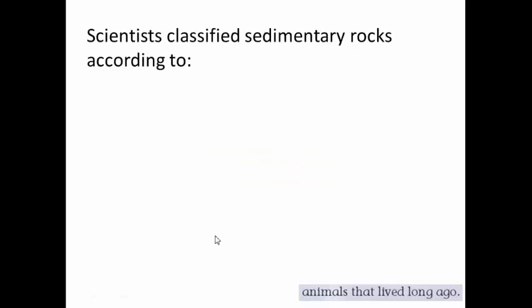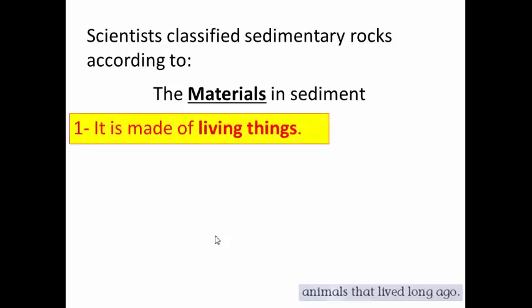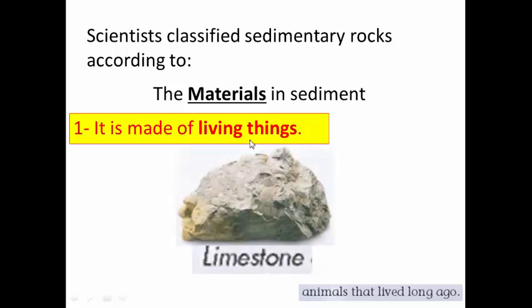So here scientists classified sedimentary rocks according to materials. Each one of them consists of a certain material inside it. So let's see together. Here they classified sedimentary rocks into three types. The first one, according to materials, is made of living things. Some of them are made of living things like this.